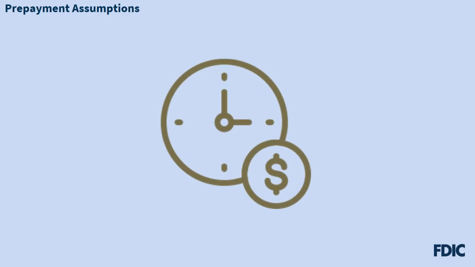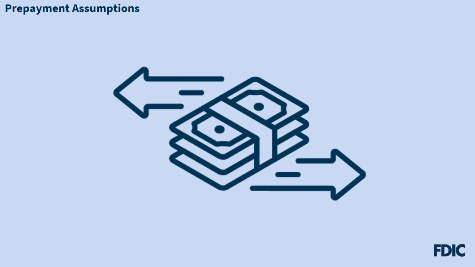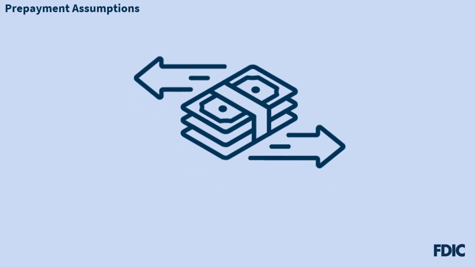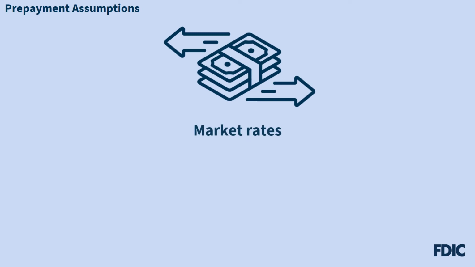Let's now review another important assumption factor, prepayment estimates. Prepayment estimates for loans and securities are critical because the receipt of cash flows may occur more quickly or more slowly than expected. The precise timing of cash flows, which determines the value of the asset, is uncertain. Market rates are important to estimating prepayment trends. Prepayments continually fluctuate based on market rates and credit conditions.